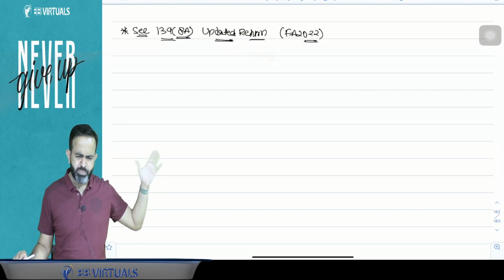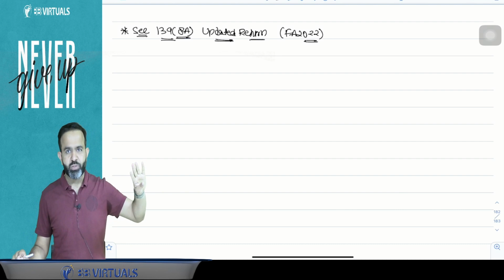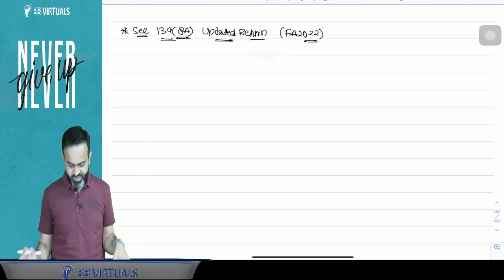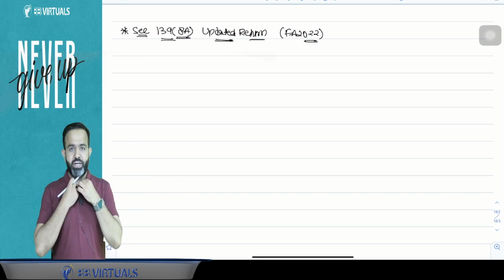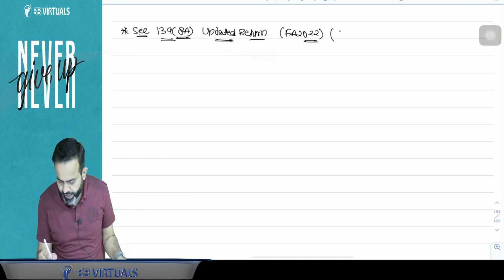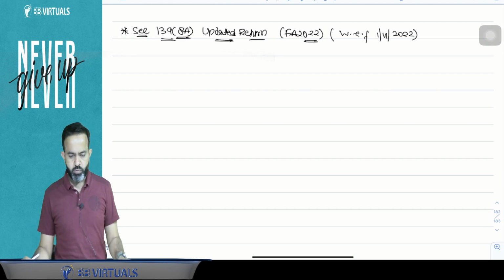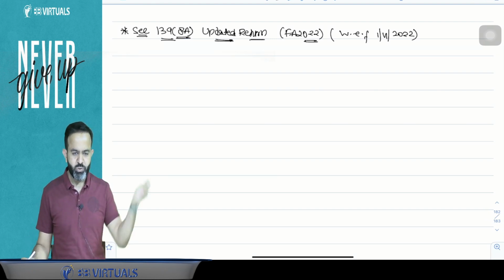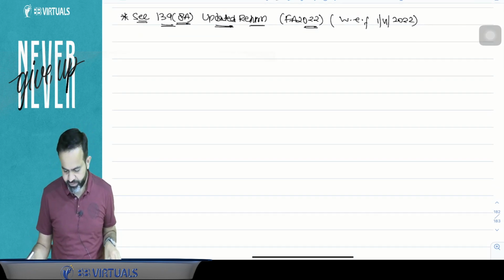Very simple question will be there. 4-mark question will be from this section in your examination. So just focus. Updated return, Finance Act 2022, and this section is applicable from 1st April 2022. So from 1st April 2022, you can file the updated return. Now, what is the updated return?